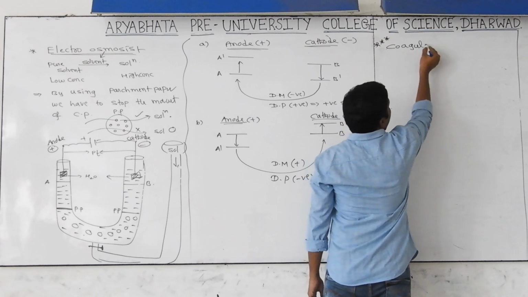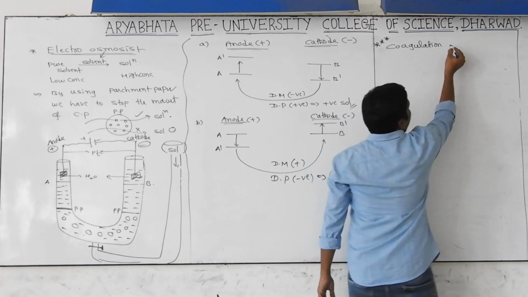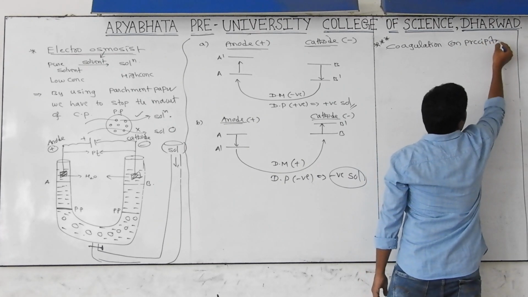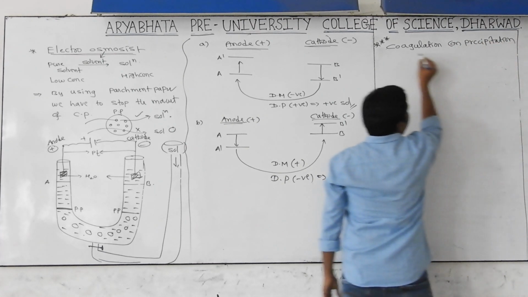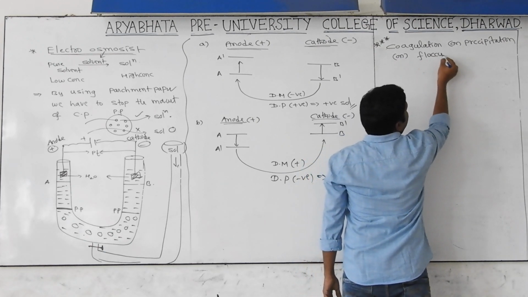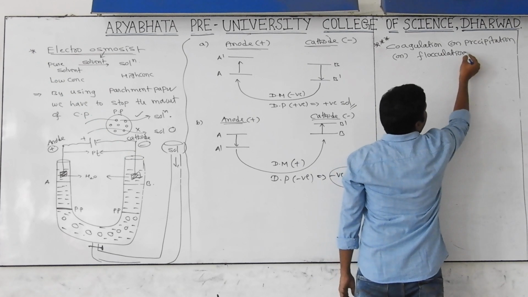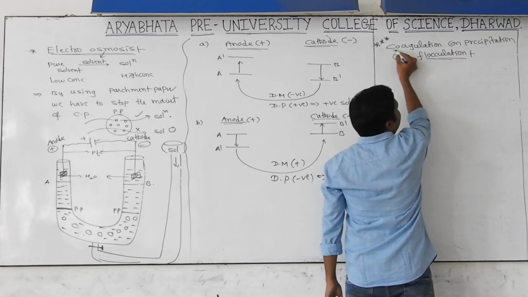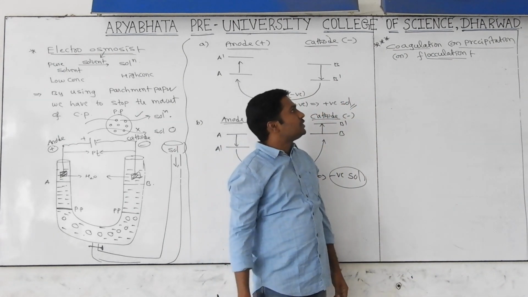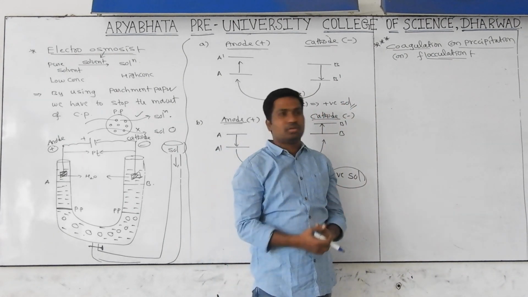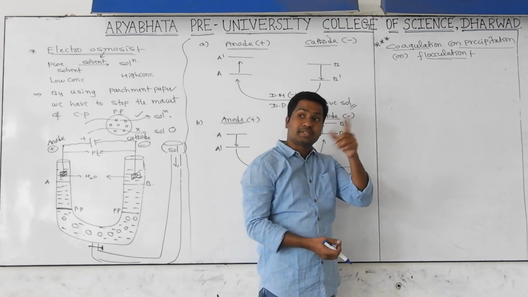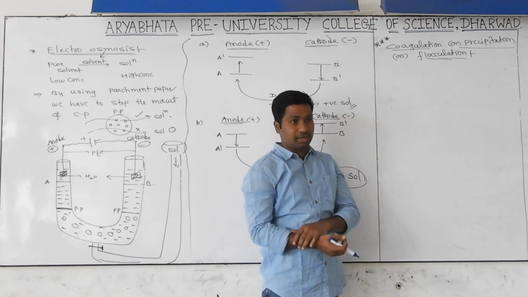Coagulation, also called precipitation, also called flocculation. All have the same meaning. Generally, we use coagulation mostly. The coagulation or precipitation or flocculation, what is the meaning of this? You already have some idea. We discussed already, lyophilic and lyophobic sols.